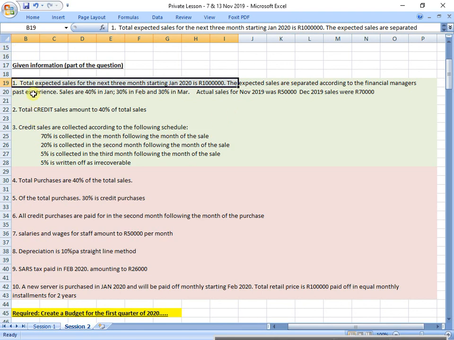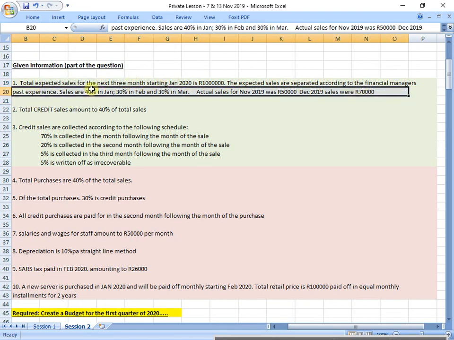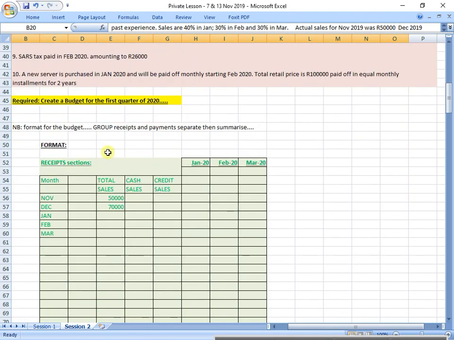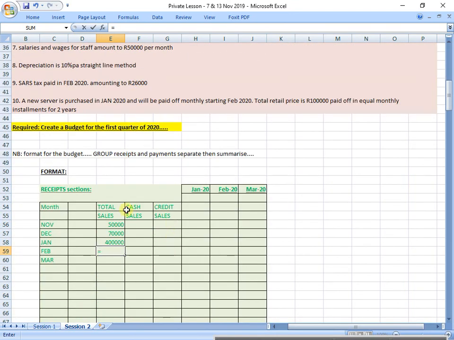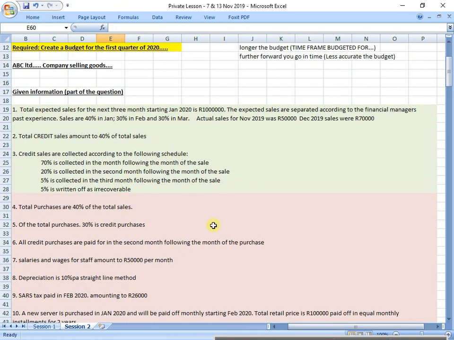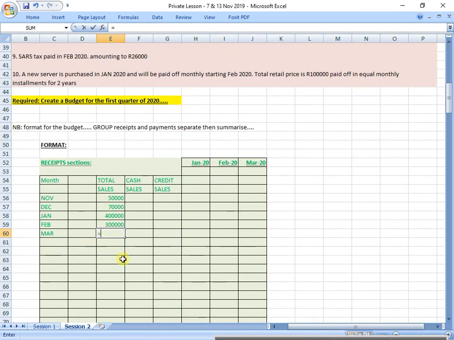Based on my expectation, I'm going to make 40% of the sales in January. So what's 40% of $1 million? Use your calculator. Don't be afraid to use that thing. You're going to have it in your exam anyway. Okay, so 400,000. Then I have how much in February? 30% in Feb. Do you see that? So 30% of $1 million? 300,000. And then I'm also going to have 30% in March. Another 300,000 in March.